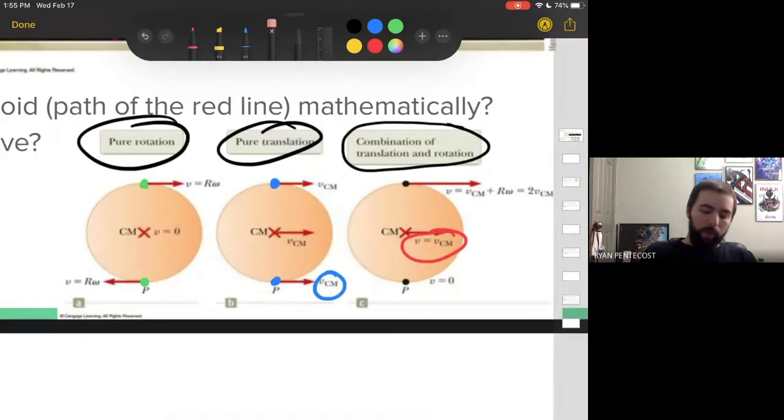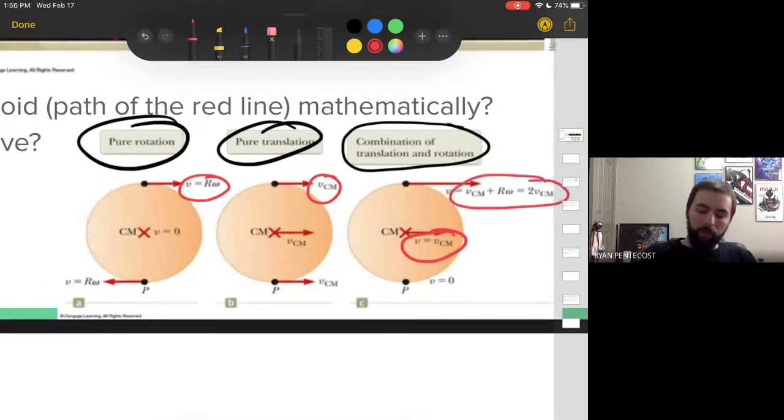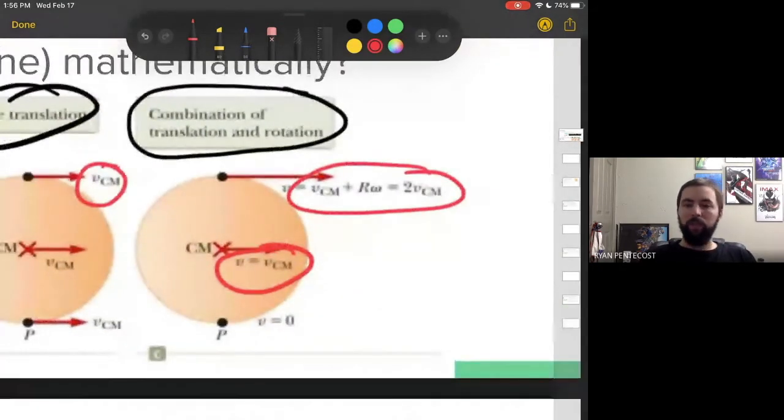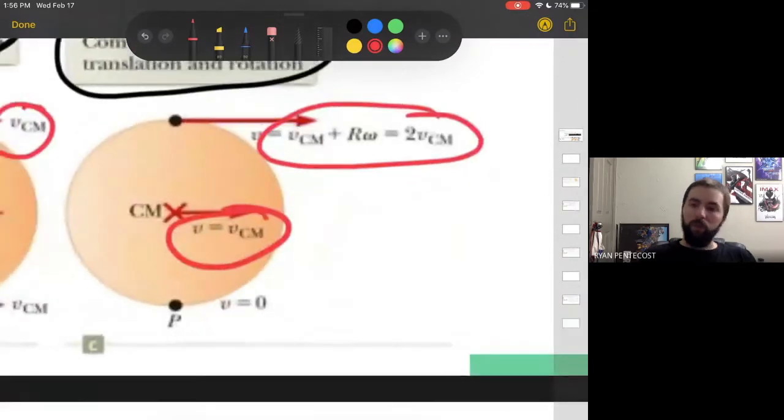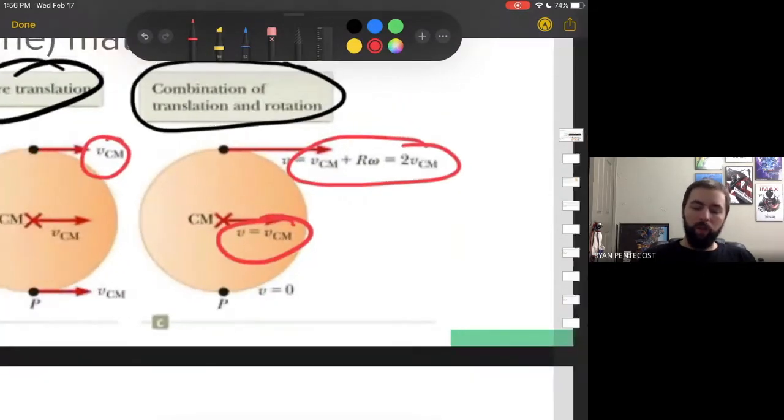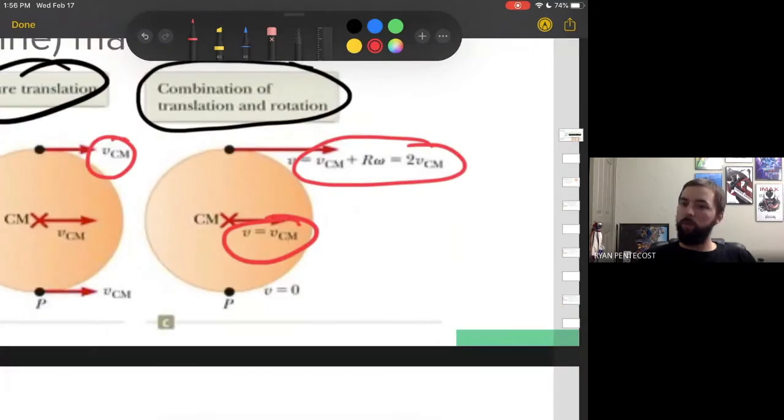Now, if we were to look at the edges, this is going to be a little bit different. In the edge up here, you've got r omega as it's rotating, and then the velocity of the center of mass as it's translating. So if we add those together, you've got the velocity of the center of mass plus r omega, and r omega equals the velocity of the center of mass. So then you have 2 times the velocity of the center of mass on the top of a rolling object, not rotating, rolling object.